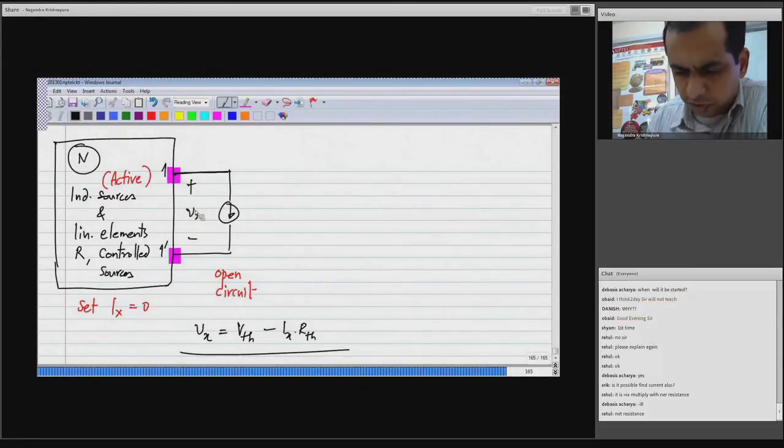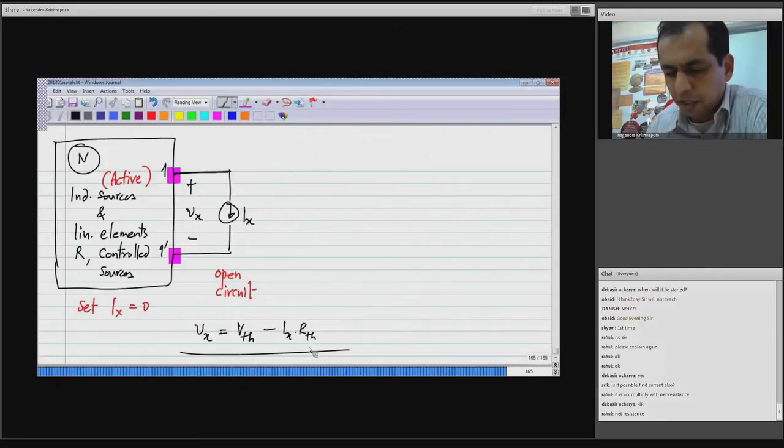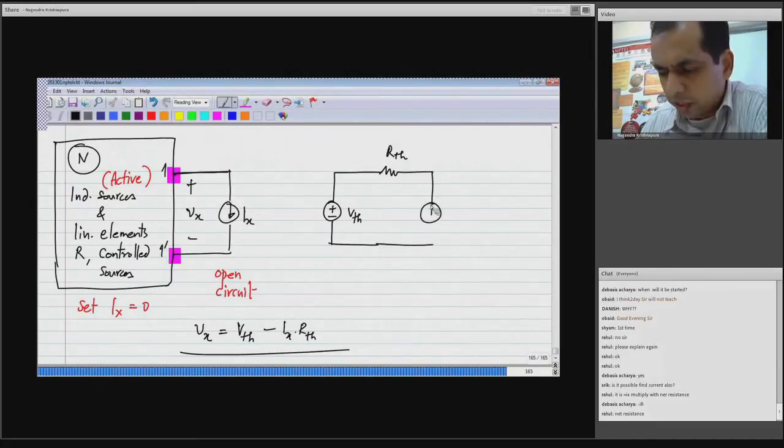So this is Vx in the complete circuit. Now the network is active and the load current Ix is connected to it. Because Vx is in this form, it's very easy to see that this can be generated by having a voltage source Vth and a resistance Rth in series with it. If I connect a current source Ix here, you will very easily see that all of this Ix will flow through Rth.